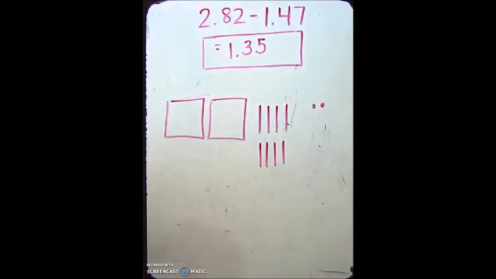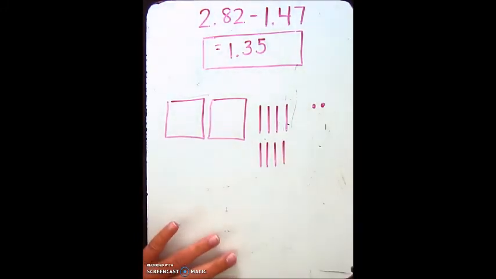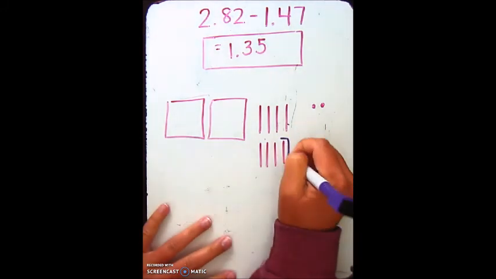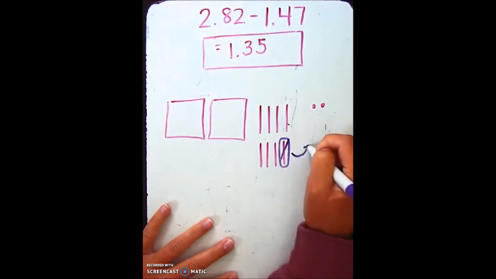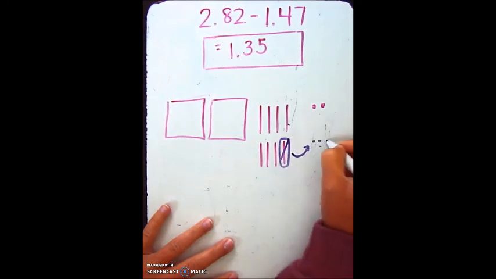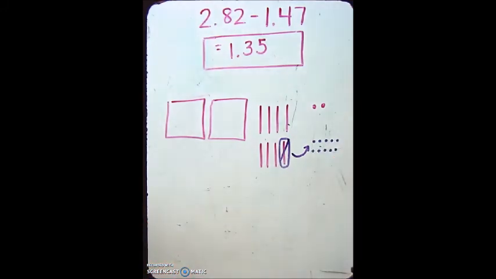Now, the first thing you needed to do was you needed to show the regrouping. So you're going to first show the regrouping by drawing a group around one of your tenths rods, crossing it out, and bringing an arrow over to create 10 hundredths cubes. So just like you regrouped with addition, going to a greater place value position, you'll regroup with subtraction, going to a lesser place value position.